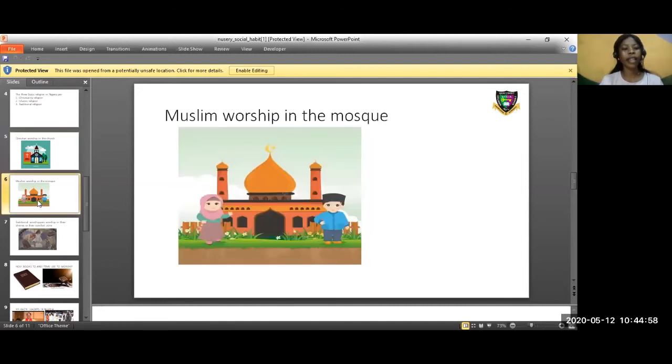Now we move on to the next religion. Muslim religion. Muslims worship in the mosque. You can see a picture of a boy and a girl standing. The girl is wearing a hijab, while the boy is wearing what? A cap. So Muslims worship in the mosque. We move on to the next religion.